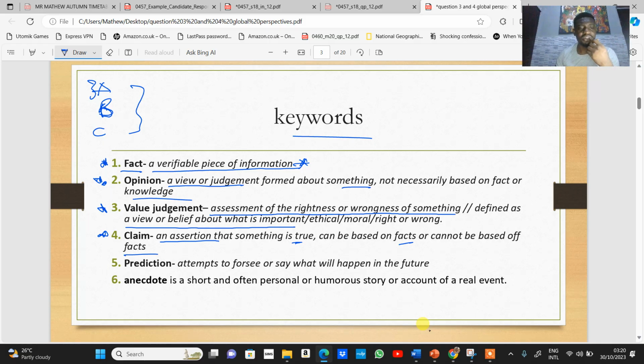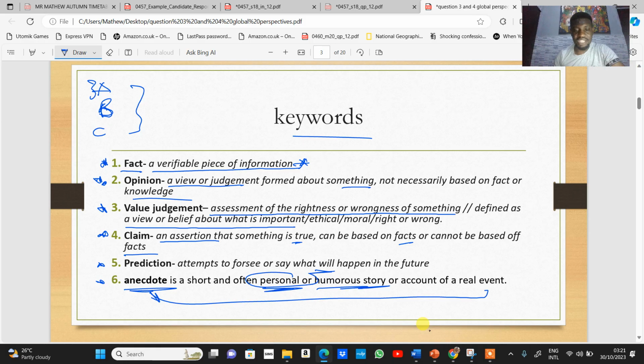Another thing is prediction. Prediction is an attempt to foresee or say what will happen in the future. Now, an anecdote. Sorry for my pronunciation, I don't really know how to go about that. But what it means is a short and often personal or humorous story or account of a real event. I usually prefer using the phrase personal account of a real event.